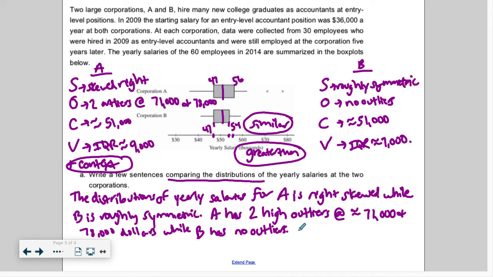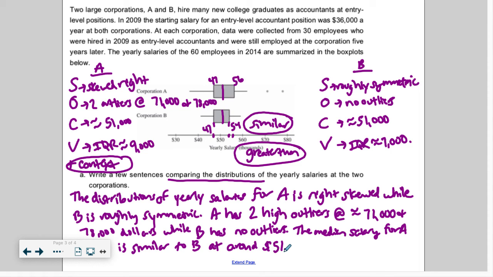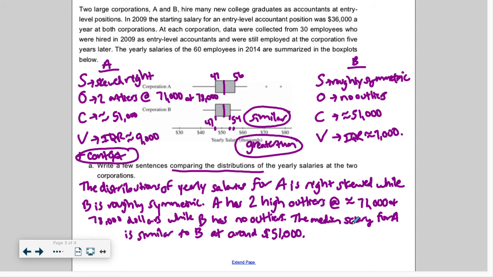So let's look at center. The median salary for A is similar to B at around $51,000. So similar to is considered a comparison word. So I've done that. All right, so finally I'm going to discuss the IQR, and here I do have a comparison of a greater than.